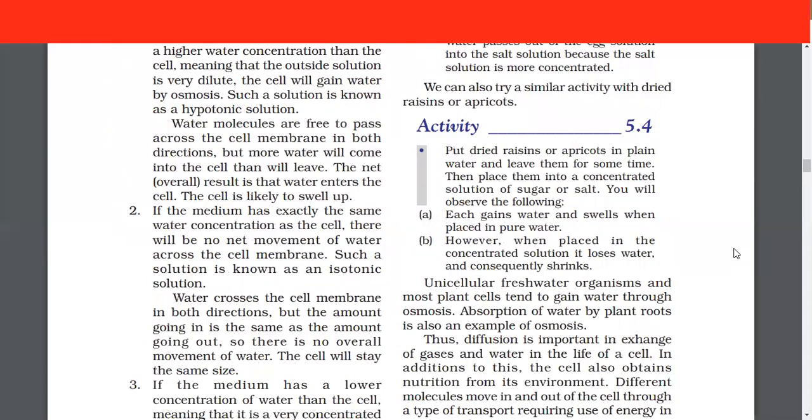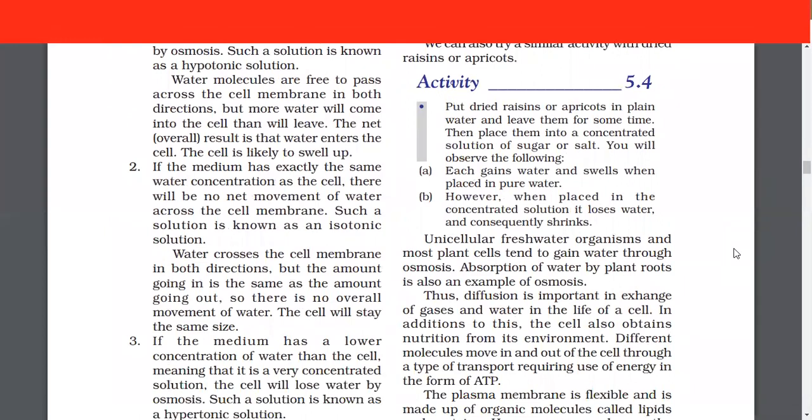Activity 5.4. Put dried raisins or apricots in plain water and leave them for some time. Then place them into a concentrated solution of sugar or salt. You will observe the following. Each gains water and swells when placed in pure water. However, when placed in the concentrated solution, it loses water and consequently shrinks.